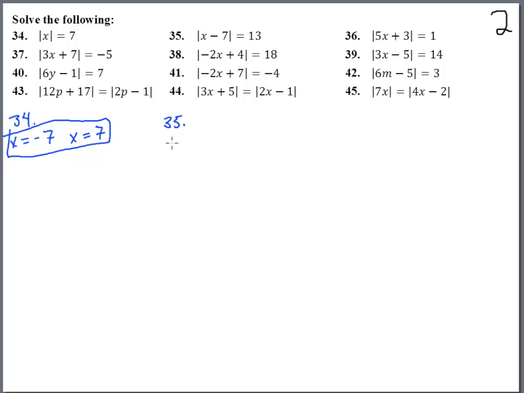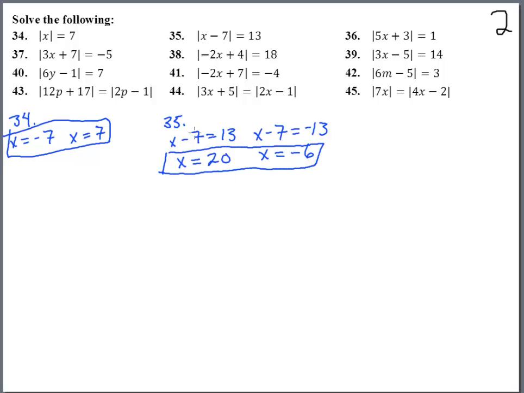Number 35. We're going to split this up into x minus 7 equals 13 and x minus 7 equals a negative 13. Add 7 over here and we get x equals 20. Add 7 over there and we get x equals a negative 6. One interesting thing about this problem, even though that was a negative 7 right there, it does not come out as a plus 7 down here.